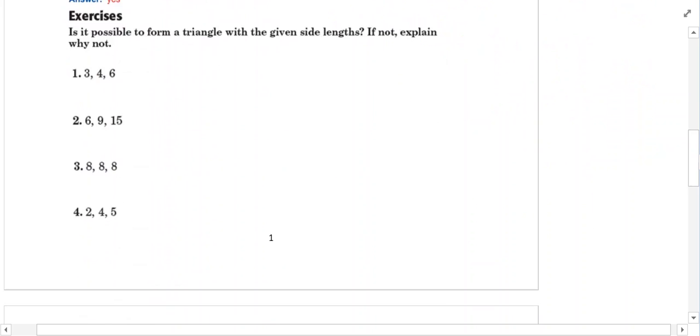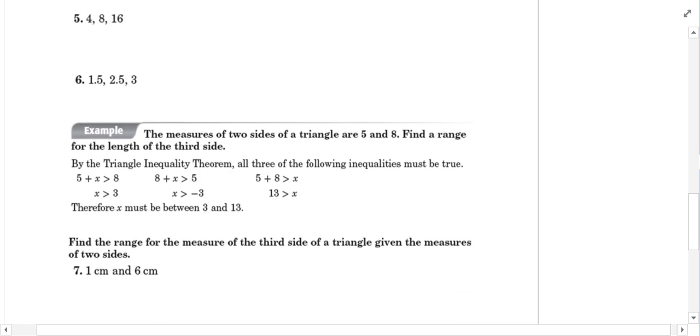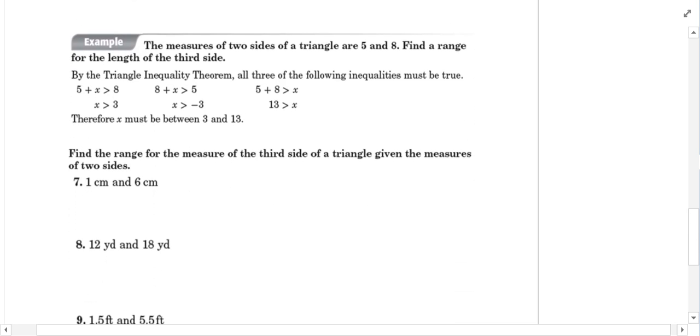The second part of this worksheet focuses on finding a range of measures if you know two sides of a triangle. The example they give you is 5 and 8. They want to find a range for the third side. So we're going to use that same theorem. We have three sides: 5, 8, and x.